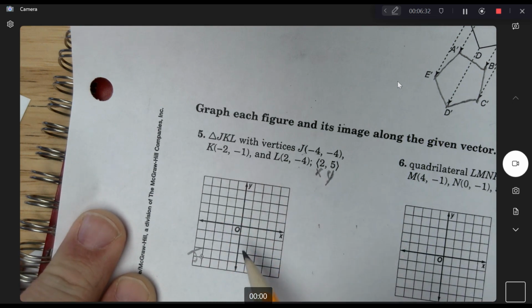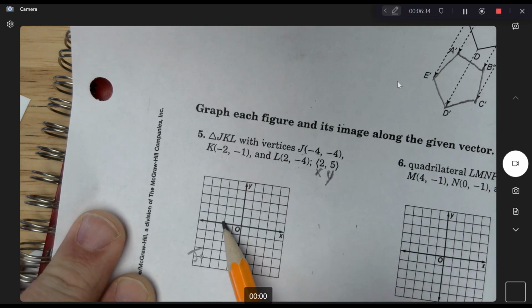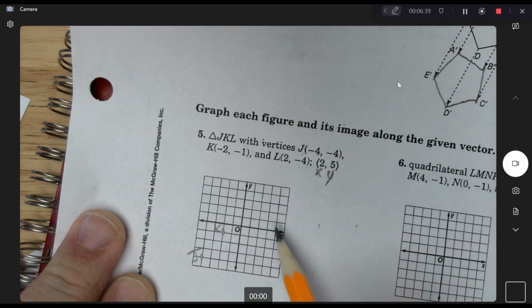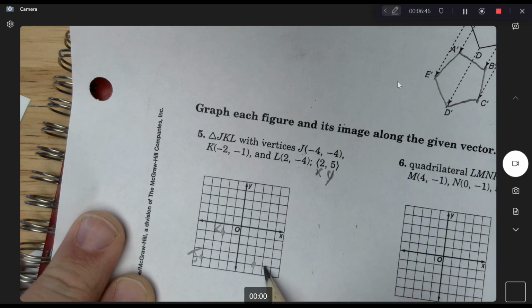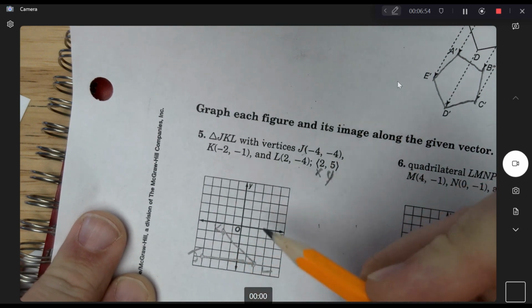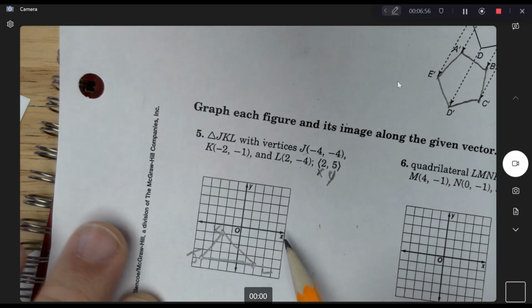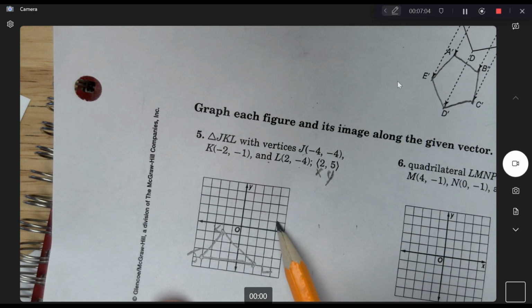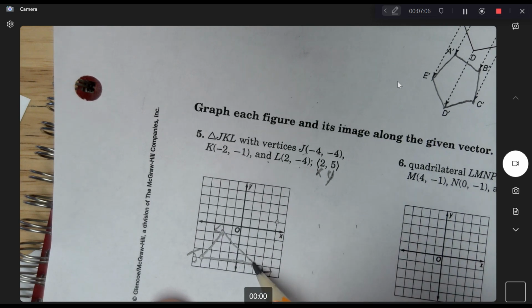Then we have K at -1, 2, -1. That's K. And then we have L at 2, -4. Right? So this would be L. So this was our original triangle here. And then remember, we're going to the right 1, 2, and up 5. 1, 2, 3, 4, 5. So that's the vector here.